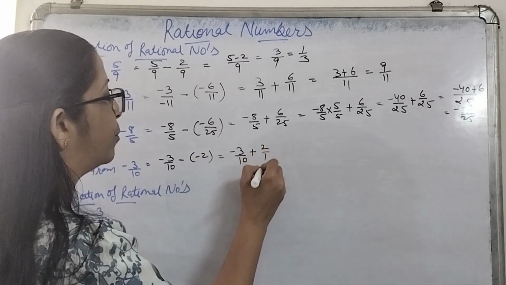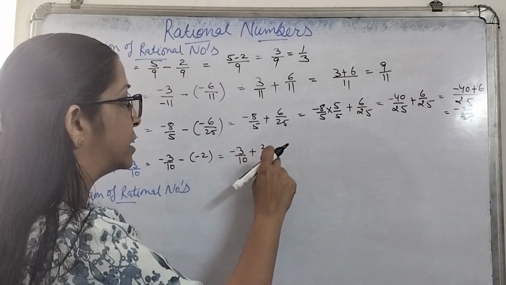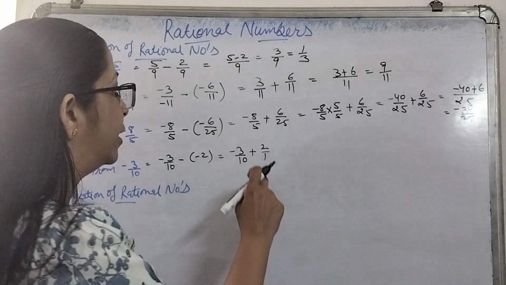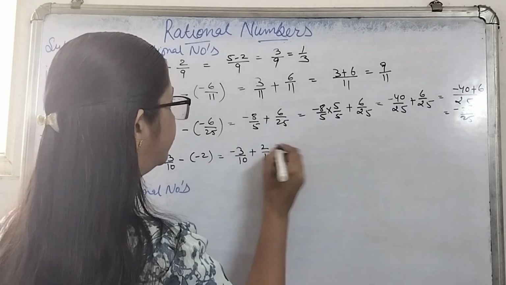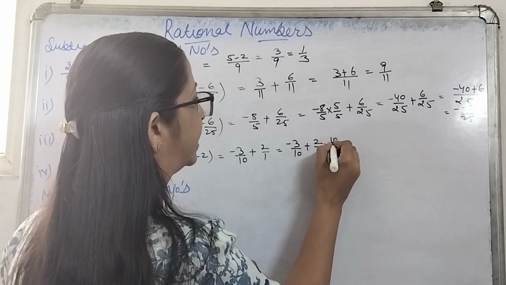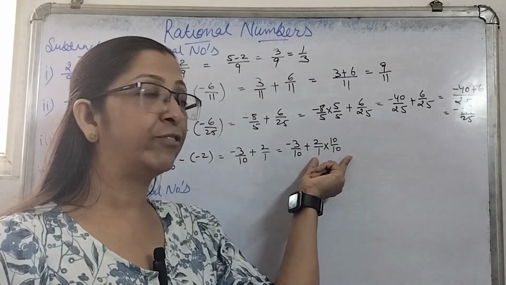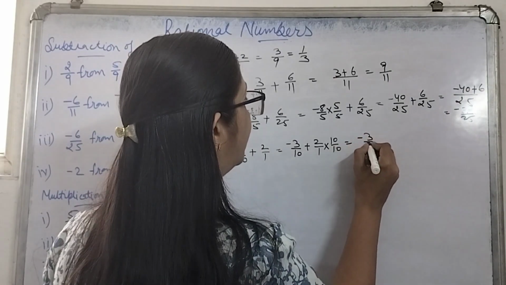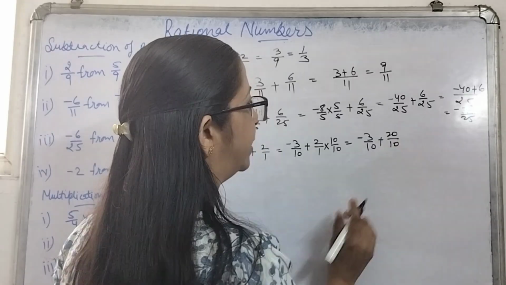2 could be written as 2 upon 1 also. Now denominators are different. So we have to convert this 2 upon 1 so that the denominator is 10. Now LCM of 1 and 10, we know it is 10 only. So minus 3 over 10 plus 2 upon 1 multiplied by 10 divided by 10. For converting into denominator as 10, we have multiplied and divided it by 10. So the number will become minus 3 upon 10 plus 2 multiplied by 10, which is 20 over 10.